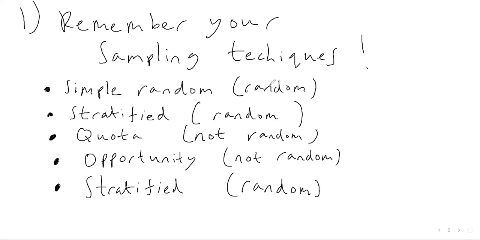It's random because of what the word random means in maths. The word random in maths means every person in your population theoretically has an equal probability of being selected. So it's important to remember what this word means. Random: every person in your population has an equal probability of being selected. So simple random sampling is obviously random.